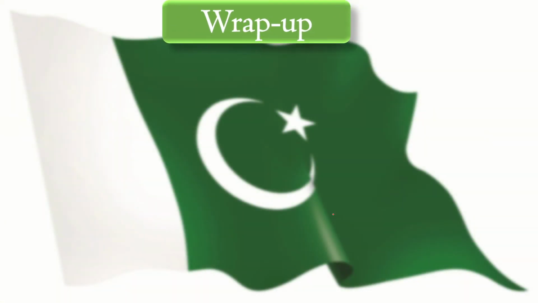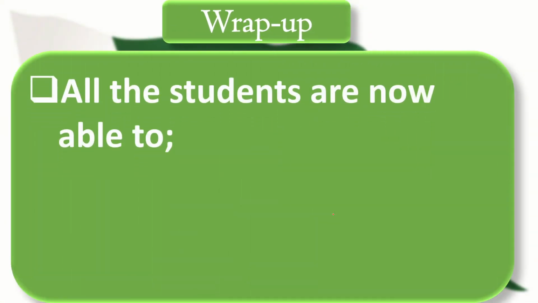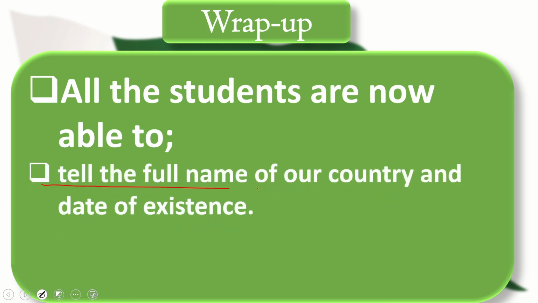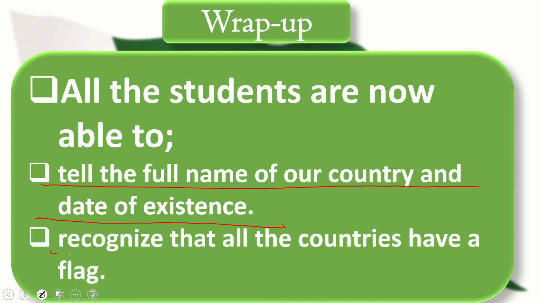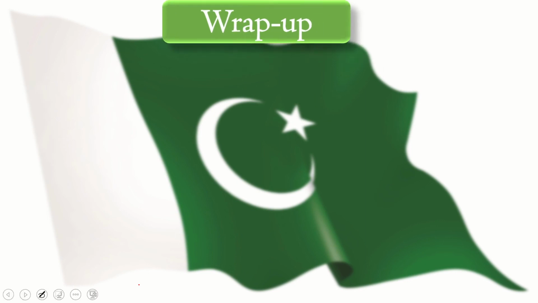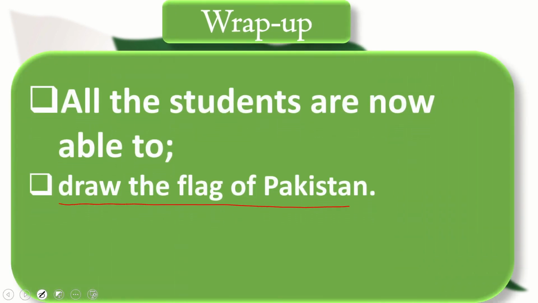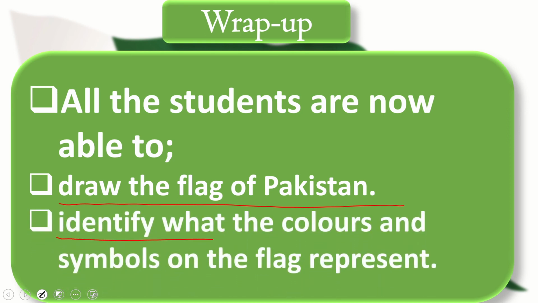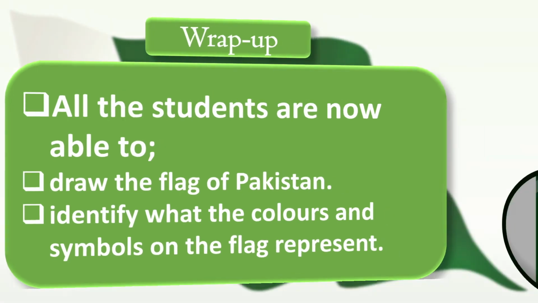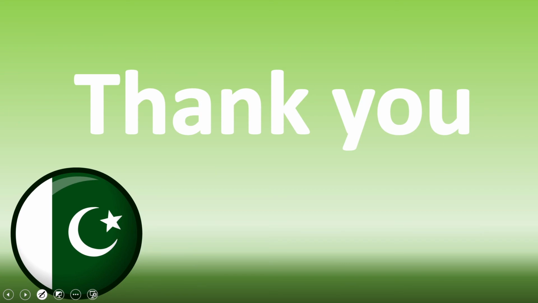So the wrap up. So all the students are now able to tell the full name of our country and the date of its existence. They are also able to recognize that all the countries have a flag. And they are also able to draw the flag of Pakistan and identify that the colors and the symbols on the flag, what do they represent. So my dear students, आपको अपने country के बारे में बहुत सी बातें इस unit से पता चली हैं, flag के बारे में बहुत सी चीजें आपको पता चली होंगी.